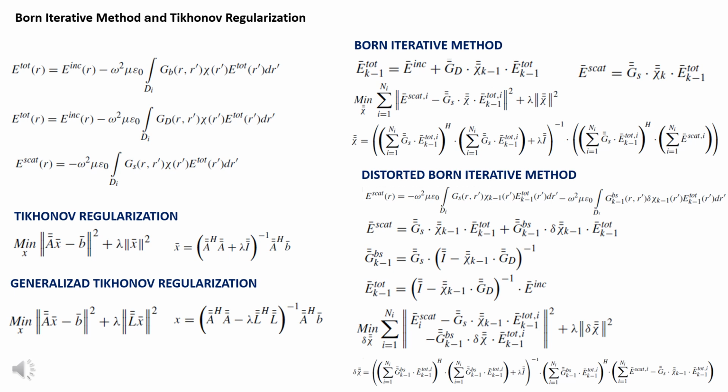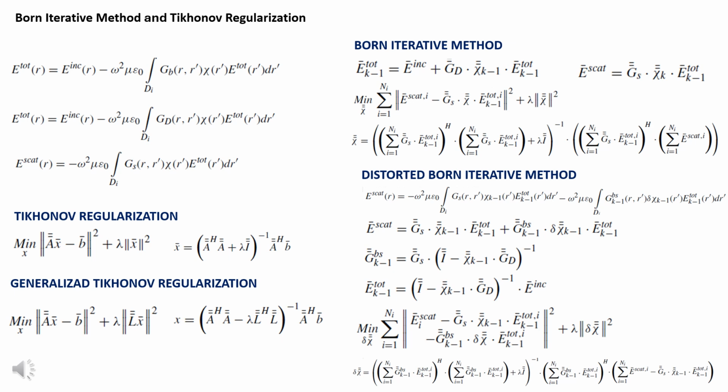At the kth step, the total field E_tot^k-1(r) is computed based on the contrast function from the previous iteration, χ_k-1(r). This total field is then used in the data equation to solve the inverse problem and update the contrast function to χ_k(r). The process starts with an arbitrary initial guess for χ_0(r). Tikhonov regularization is often used to solve the matrix form of the optimization problem that arises at each step.